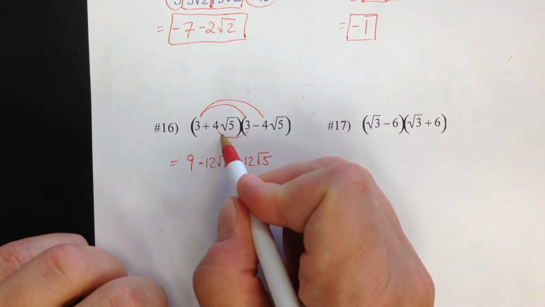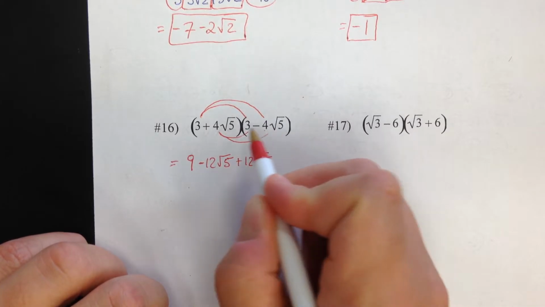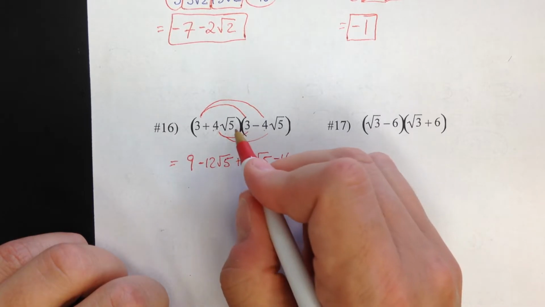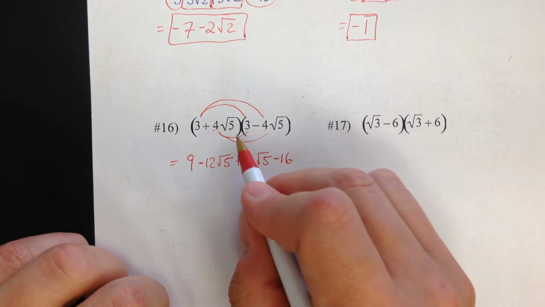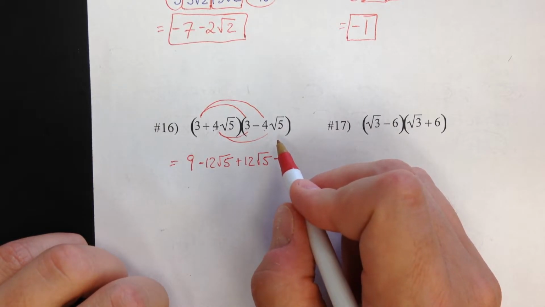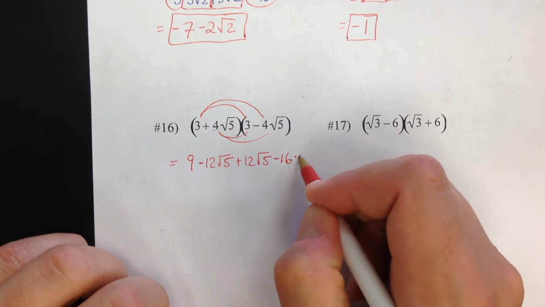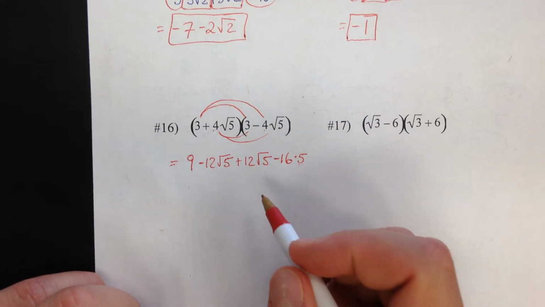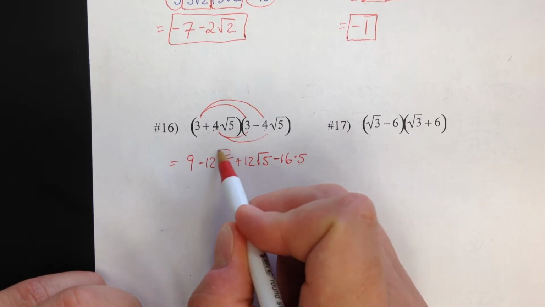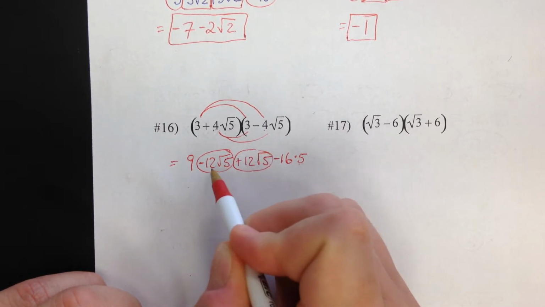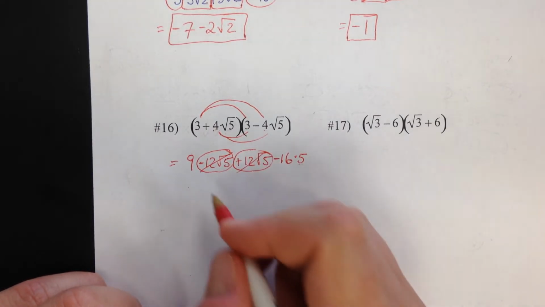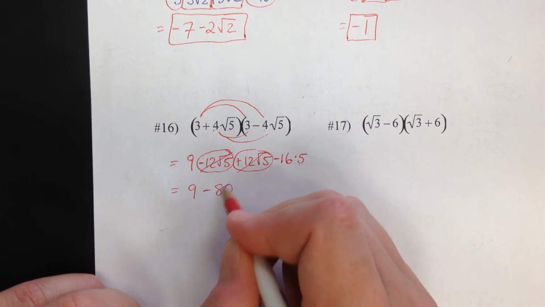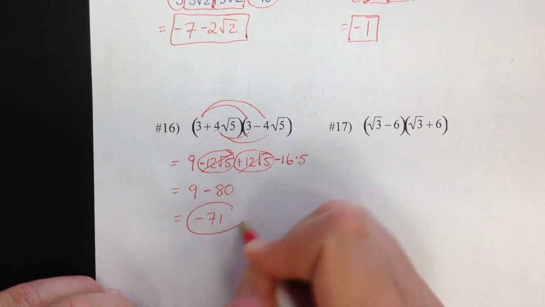And then 4 root 5 times negative 4 root 5. Remember, we're multiplying. 4 times negative 4 is minus 16. Root 5 times root 5. Now that's going to be the square root of 25. But I know that square root of 25 is 5. So you don't need to write square root 25. You can immediately put the 5 there. Now, middle terms. Negative 12 root 5 plus 12 root 5. That's 0. Negative 12 plus 12 is 0 when you add opposites. Equals 9. This will be minus 16 times 5 is minus 80. 9 minus 80 is negative 71.